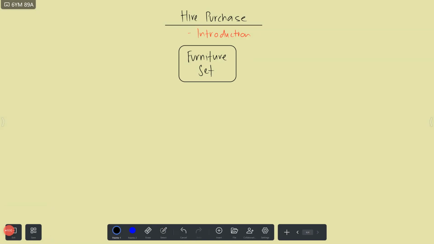It is a furniture set, and let's say the price of this furniture set is $12,000. A $12,000 furniture set maybe includes a 10-seater set with the stools or the benches or the chairs, and maybe they include the plates, bowls, and accessories. So that's why it costs $12,000.